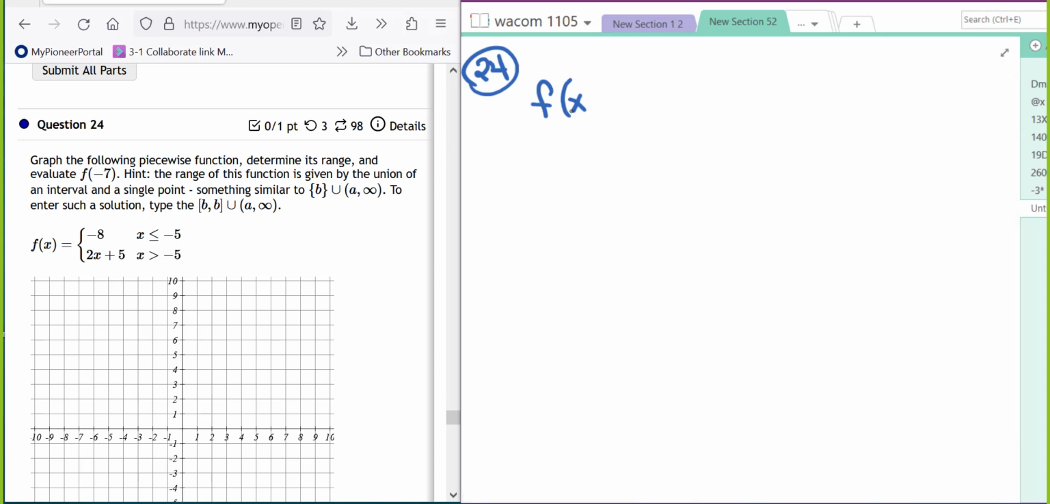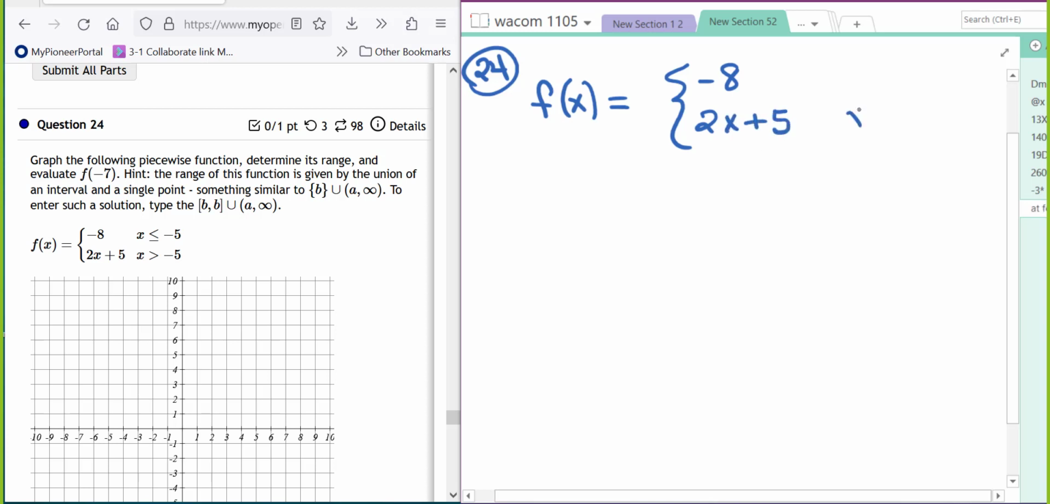And you have to look at these little notes because that will help you with the range when you have this one value. So f of x is equal to -8. So that's going to be a special line. And this one's also a line. And this one, x is less than or equal to -5. So what we have is y equals -8, which is a horizontal line, but we need points to graph it.